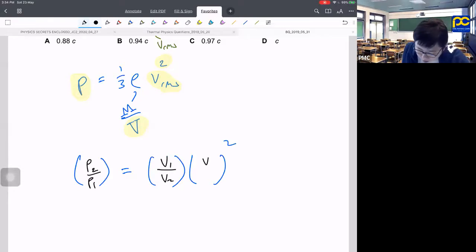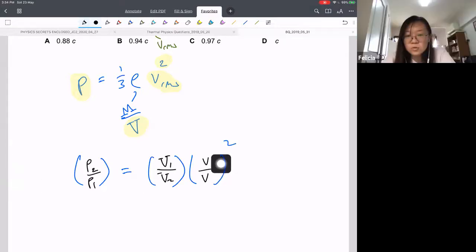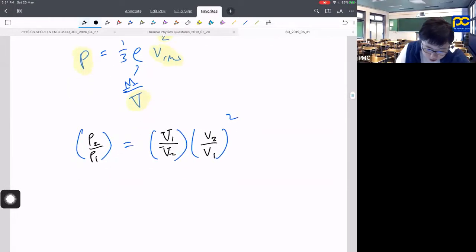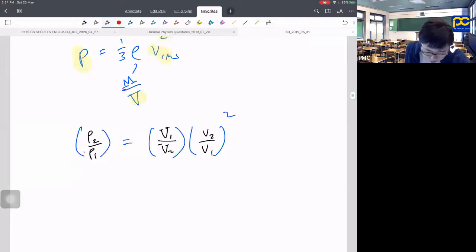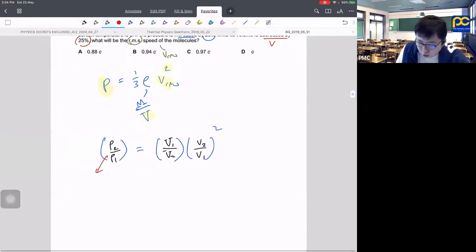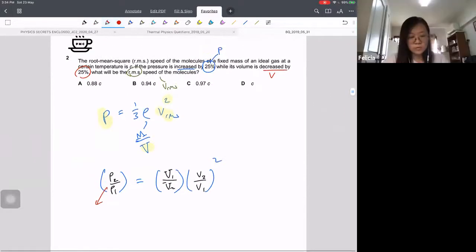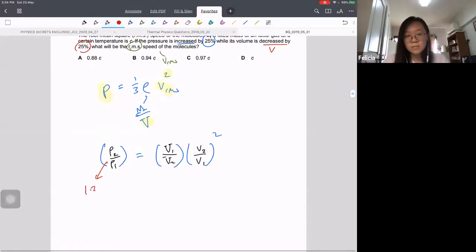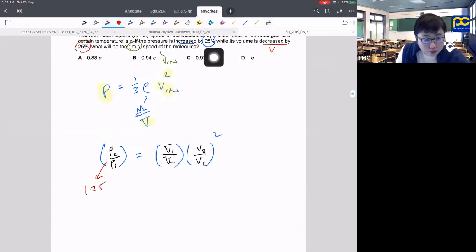And then the speed, how do we differentiate volume and speed? Okay, the speed, the velocity, what should be on top? V2. V2, okay. Okay, Ken, pressure, trouble you, I want you to give me the pressure, P2 or P1, the ratio will be what? 1.25. Perfect. Because you increase by 25%, okay.